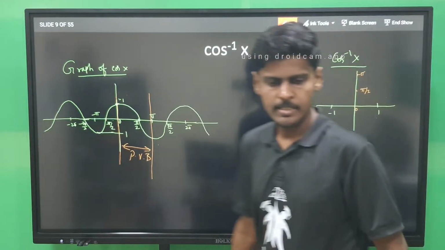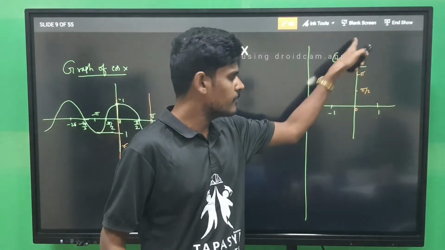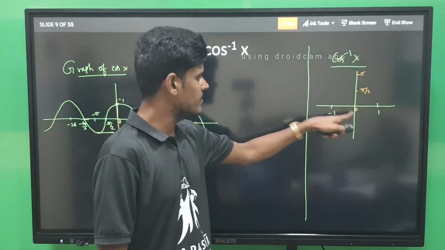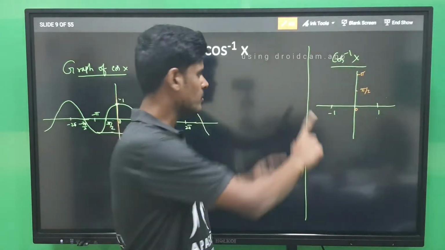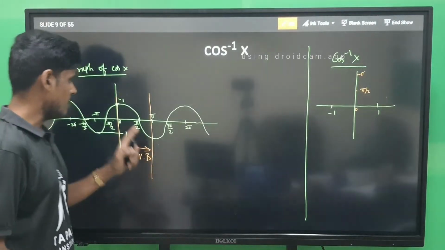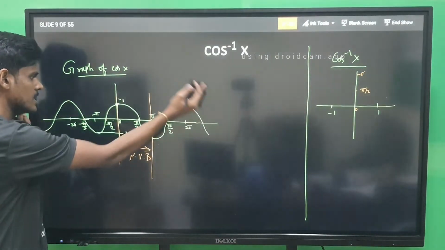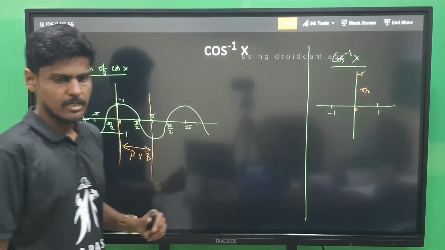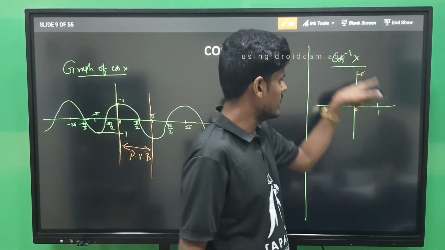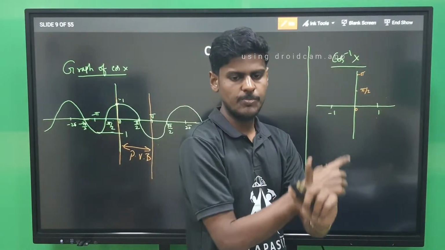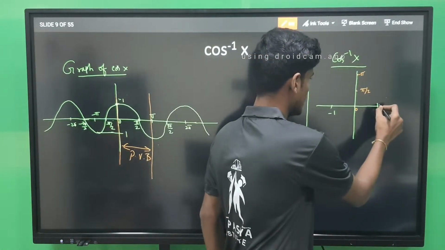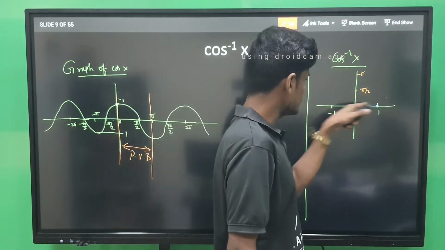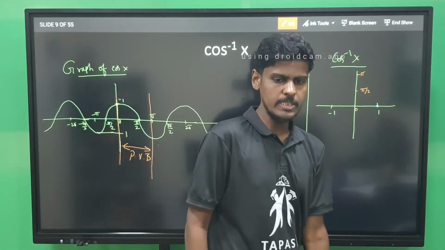Now we know the domain and range of cos inverse x. What is the domain of this? Minus 1 to 1, and range is between 0 to pi. Now we should plot this graph. How to mark this graph? Again, it's simple as that. Cos x graph is like this. Cos 0 is 1. That means cos inverse of 1 becomes 0. Input becomes output, output becomes input. So cos inverse of 1, the input is 1, the output is 0. Y value is 0, x value is 1.